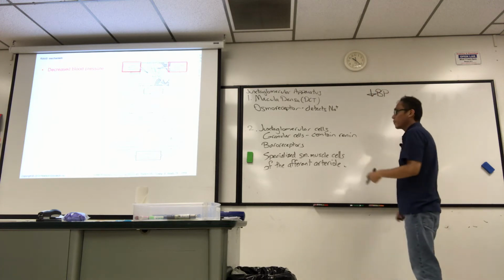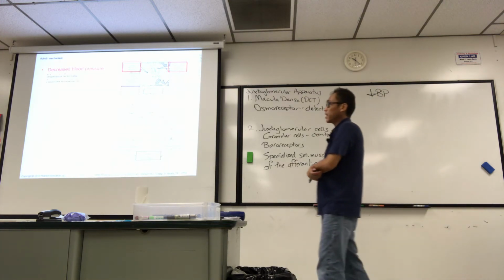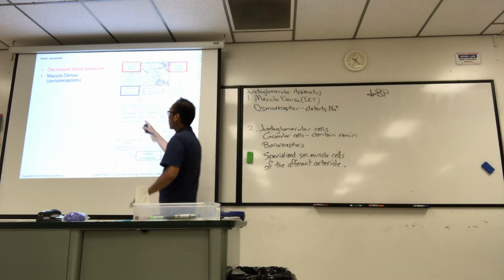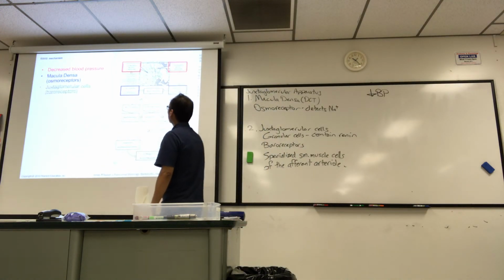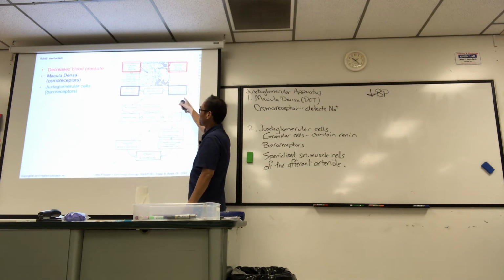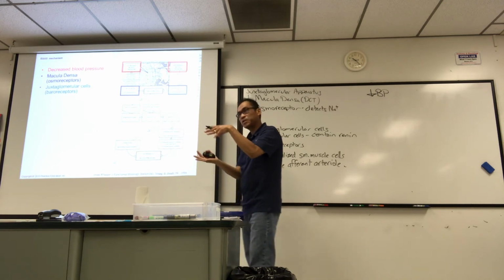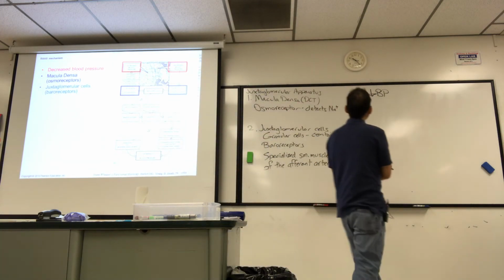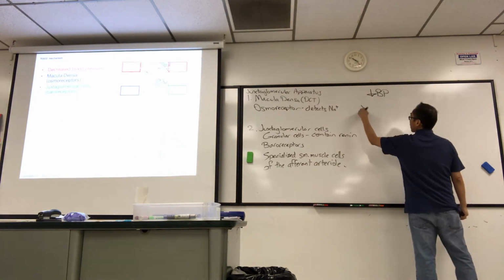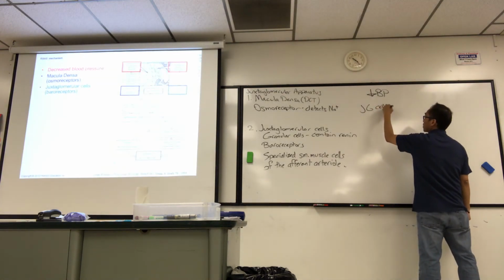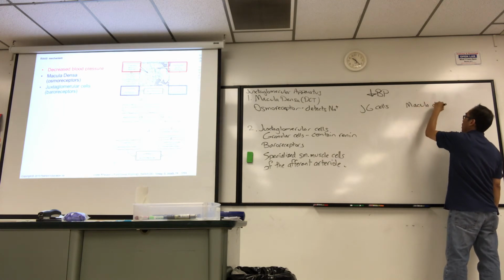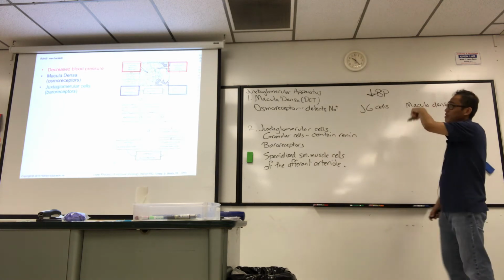Now we know that the body's well regulated to help maintain blood pressure when it drops. Okay, so here you have osmoreceptors, and you have the JG cells, which are like mechanoreceptors, because they can mechanically sense a change in pressure because they're in the vessel wall. So I'll put JG cells, macula densa.